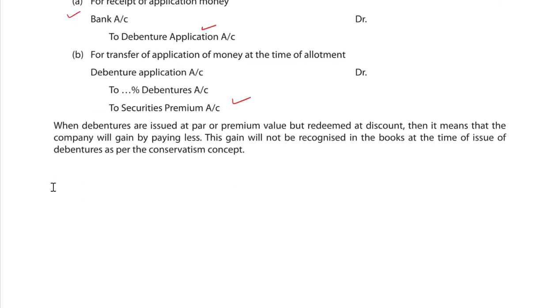When the debentures are issued at par or premium but redeemable at discount, it means that the company will gain by paying less. The gain will not be recognized in the books at the time of issue of debentures as per the conservatism concept. I believe you understood.